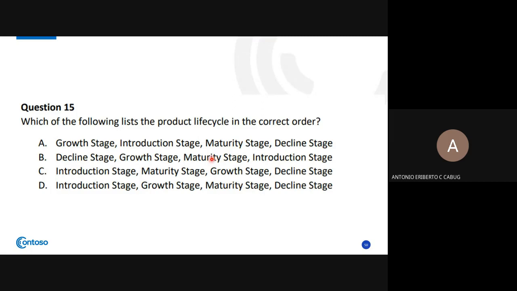Sige, stages of the life cycle. This will be my last question to you. We'll give you 30 seconds. Which of the following lists the product life cycle in correct order? Go. Okay, I think this is easy. Introduction, growth, maturity, then decline. The correct answer is letter D. And pricing would be altered depending on in what stage you already are.